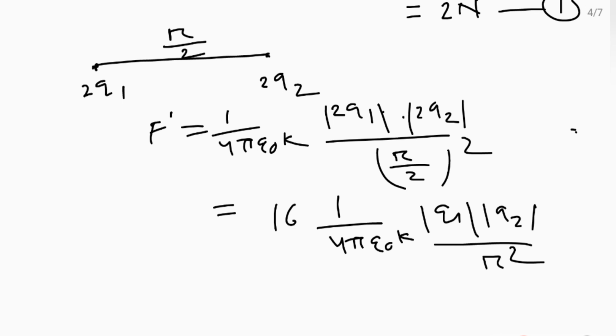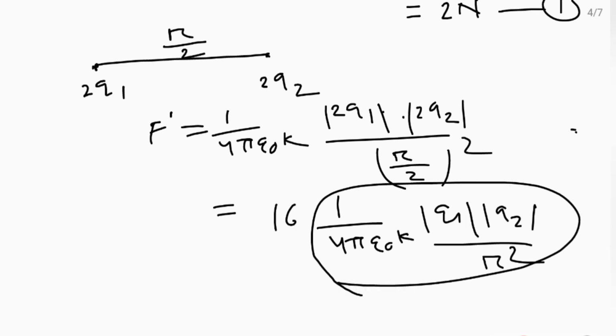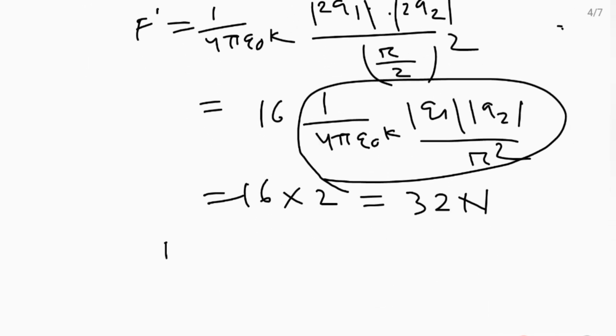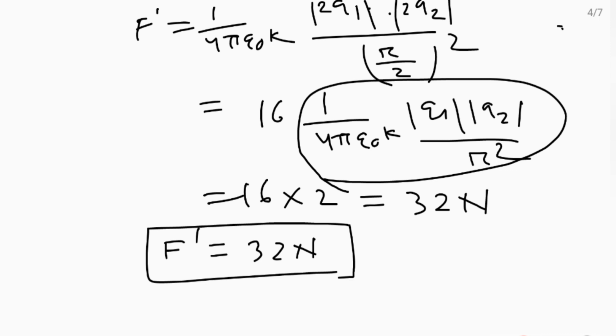So this value is what? How much? 2 Newton. So you can put 16 into 2, so it will be 32 Newton. So the new force will be how much? 32 Newton when each charge becomes double and the distance between them is half. So now we will go to the next question.